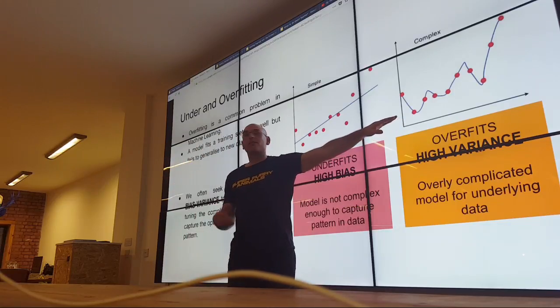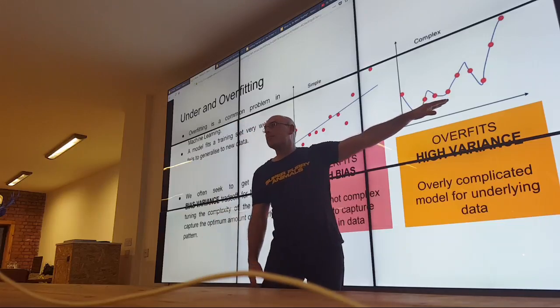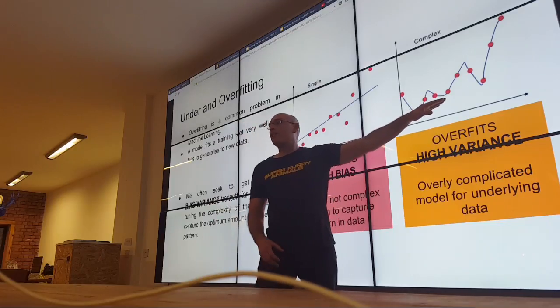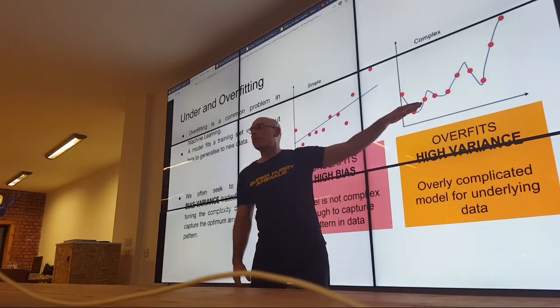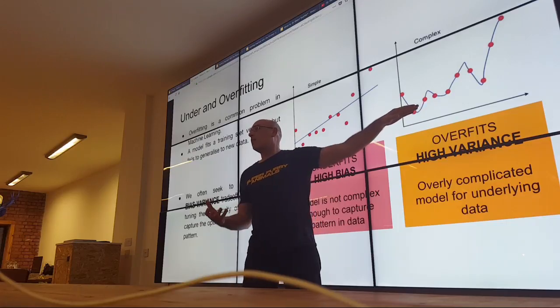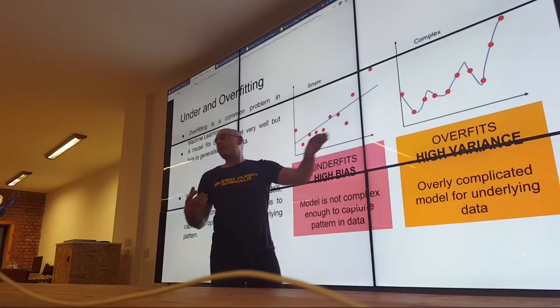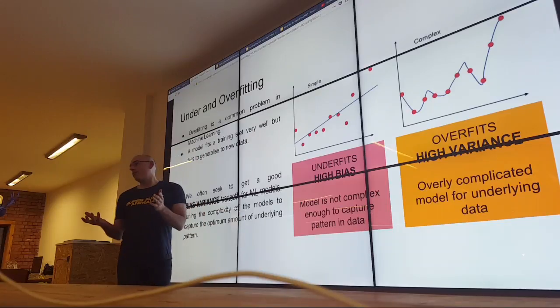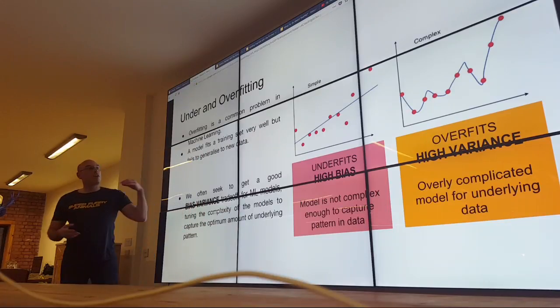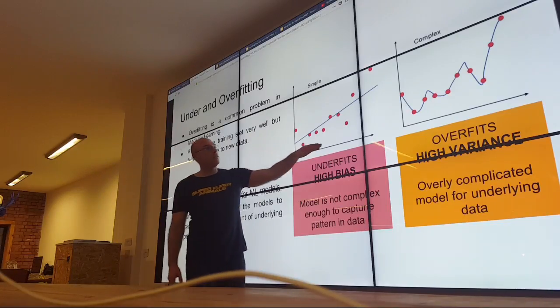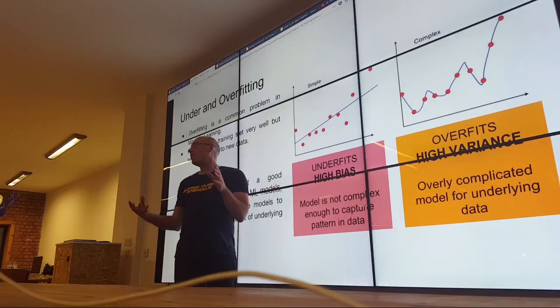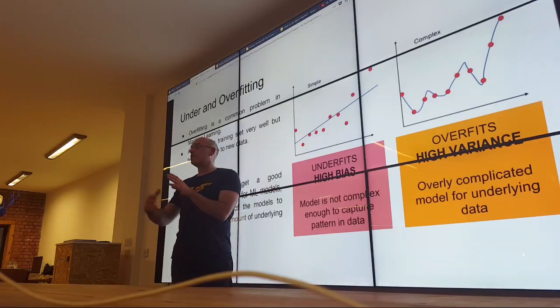But the problem is, it's so complicated and it fits so well that if you introduce extra data points to this, it's going to become less accurate. So what we say there is it doesn't generalize very well. So we've got a very complex model that doesn't generalize, and it will be very inaccurate when we bring extra data points in.